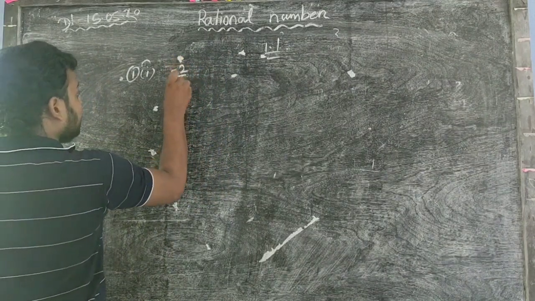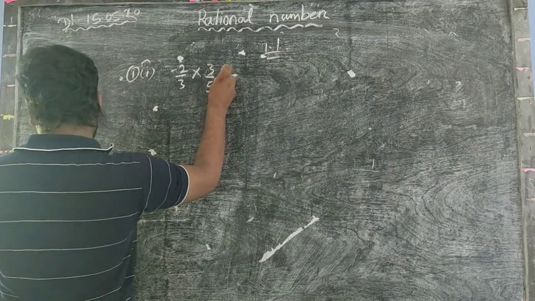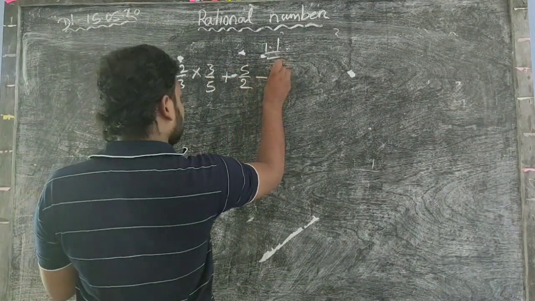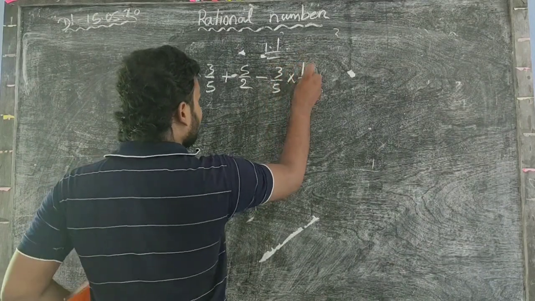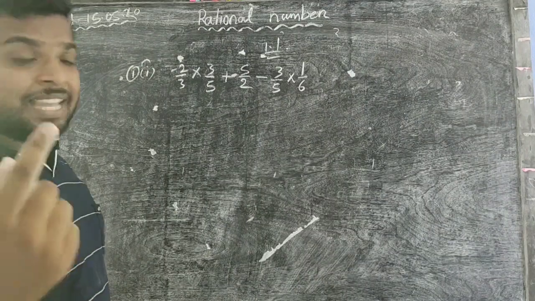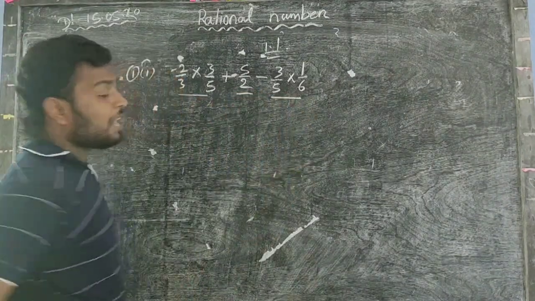minus 2 by 3 into 3 by 5 plus 5 by 2 minus 3 by 5 into 1 by 6. So see, there are 3 terms. The first term, second term, and the third term.